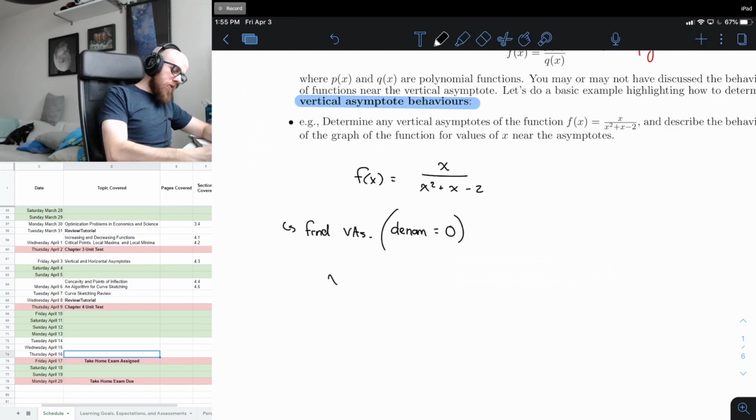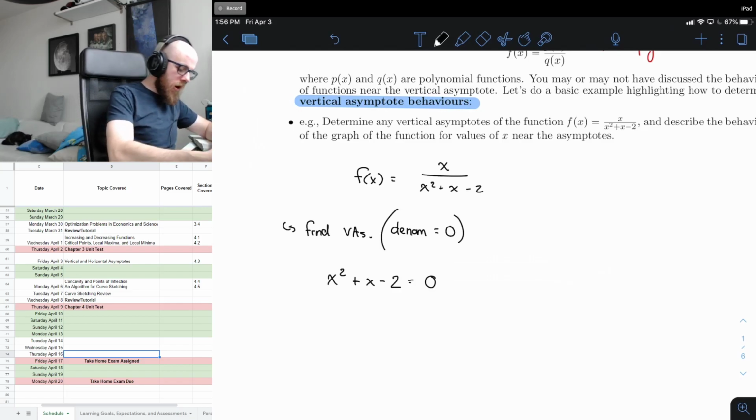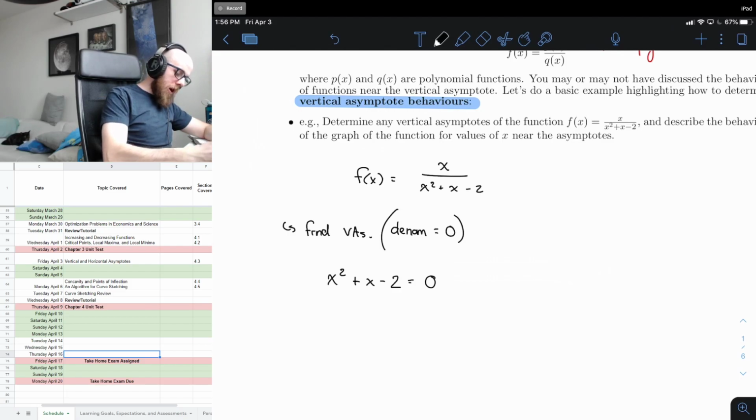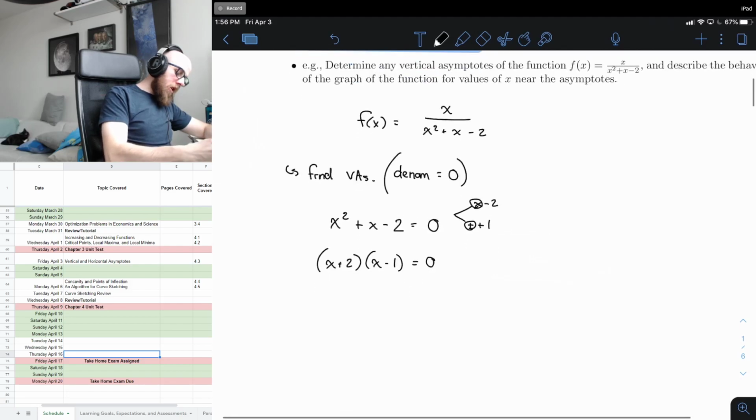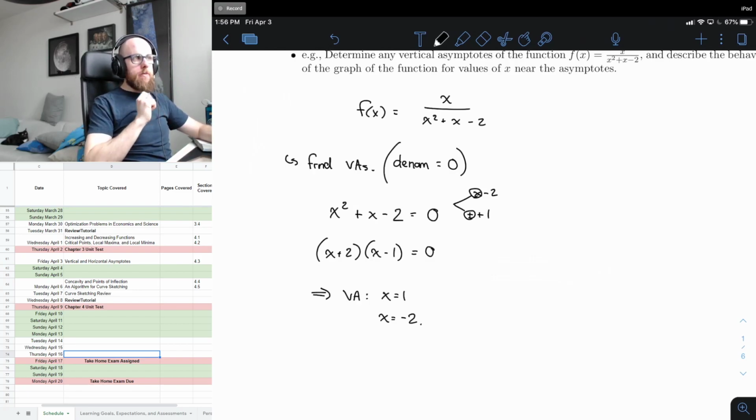So essentially we're trying to figure out when x squared plus x minus 2 is equal to 0. So it's a factoring question, basically. We have to multiply to -2 and add to +1, so that is +2 and -1. So we get x plus 2, x minus 1 equals 0, which means that we have a vertical asymptote at x equals 1 and at x equals -2. So we have two vertical asymptotes in this example.